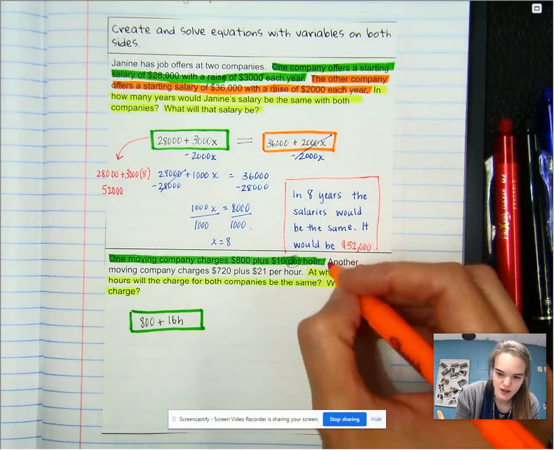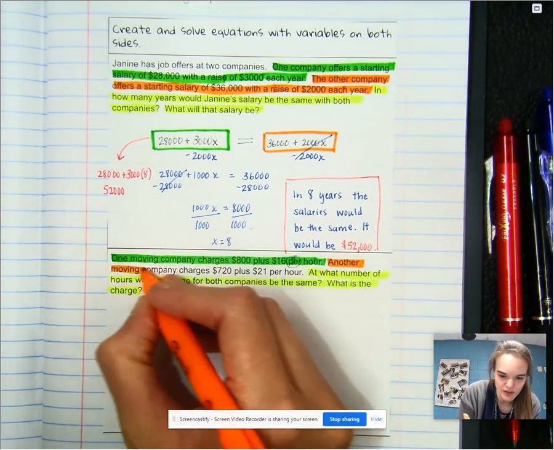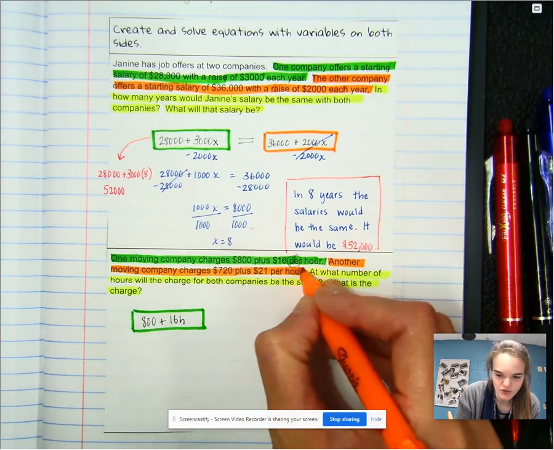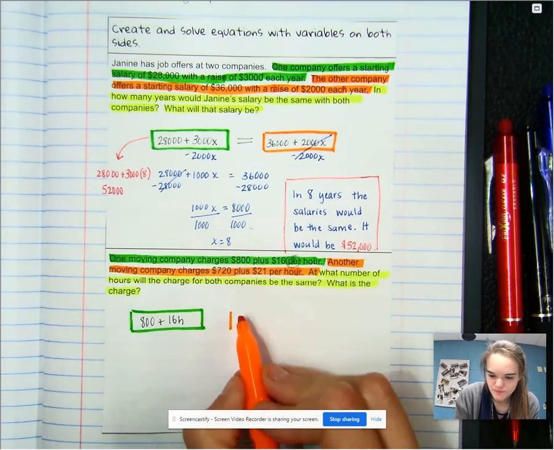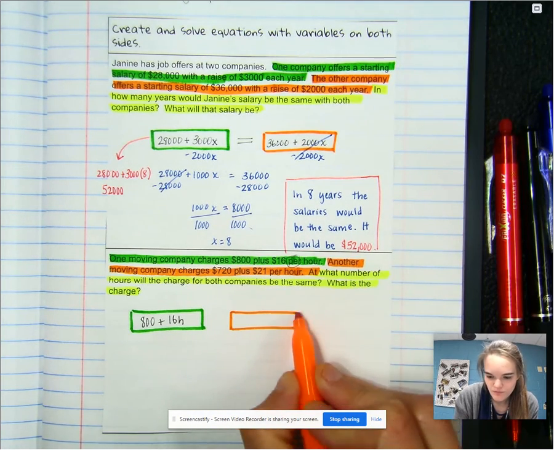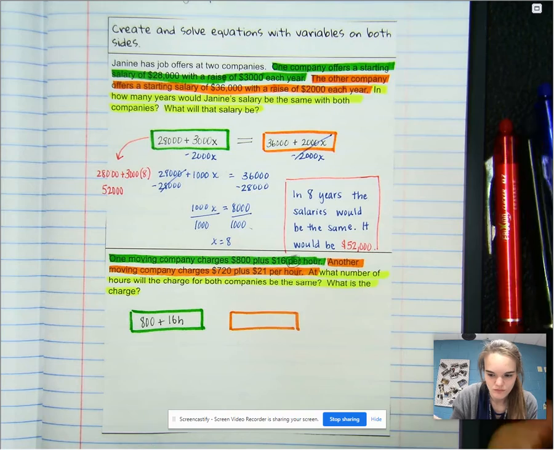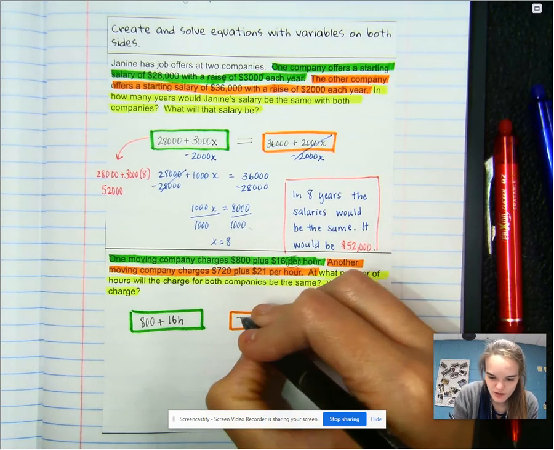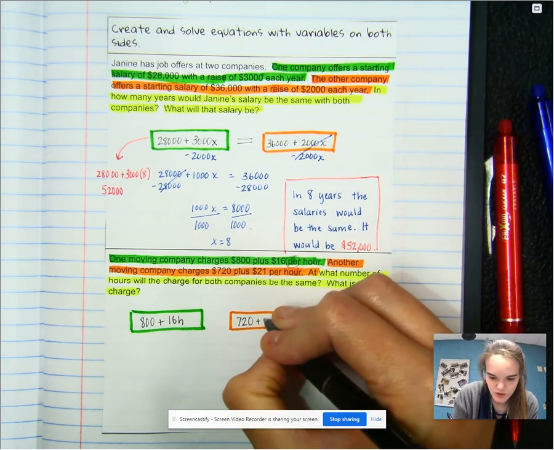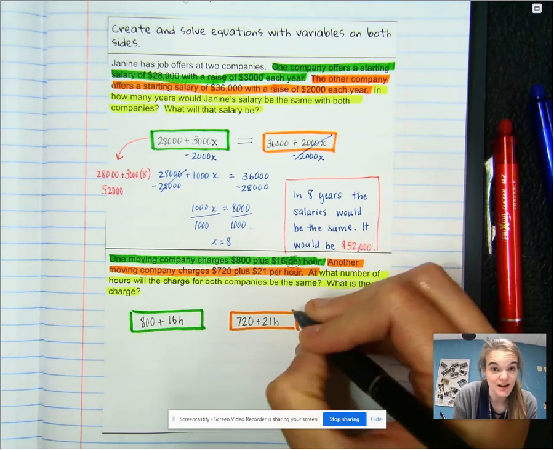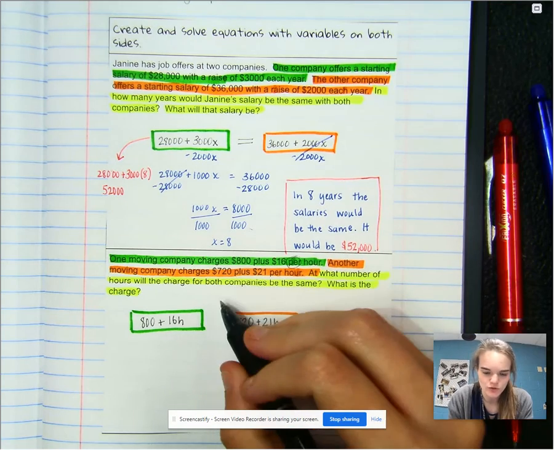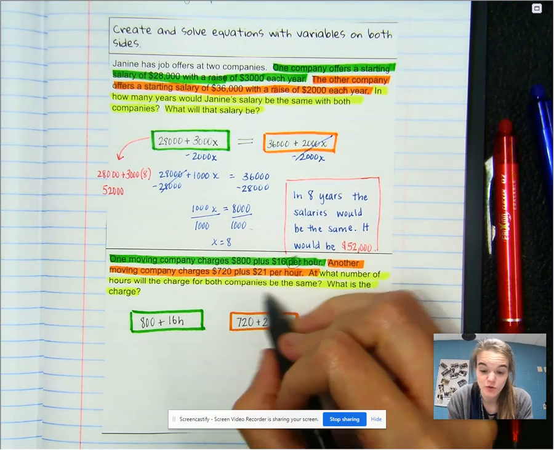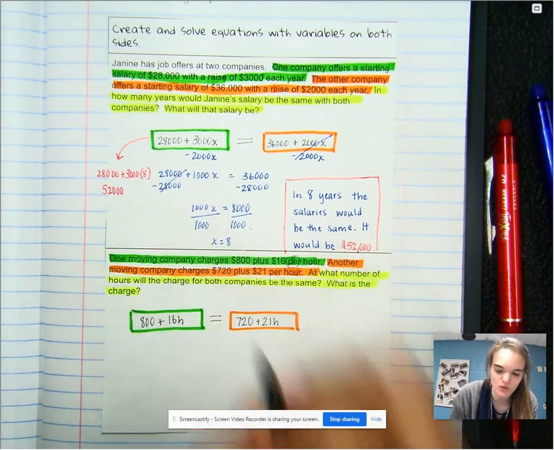All right, then another moving company charges $720 plus $21 per hour, and I accidentally went into the question, but oh well. So information box. $720 plus 21 per hour. So I'm going to use H. I have to use the same variable. Whatever you chose here, you need to use here. At what number of hours will the charge for both companies be the same? Same means we need equal.